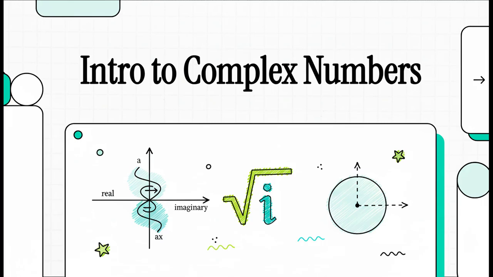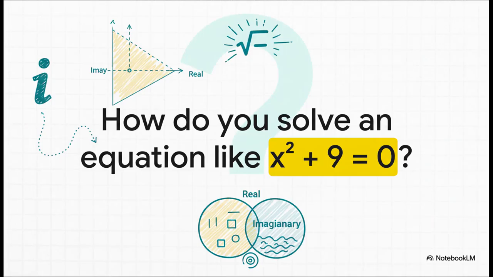Today, we're going to dive into a corner of mathematics that's a little weird, a little wonderful, the world of complex numbers. Now, they might sound super intimidating, but you'll see they're actually the secret key to solving problems that for the longest time seemed completely impossible. So let's jump right in. It all starts with a simple-looking puzzle like this one. X squared plus 9 equals 0.